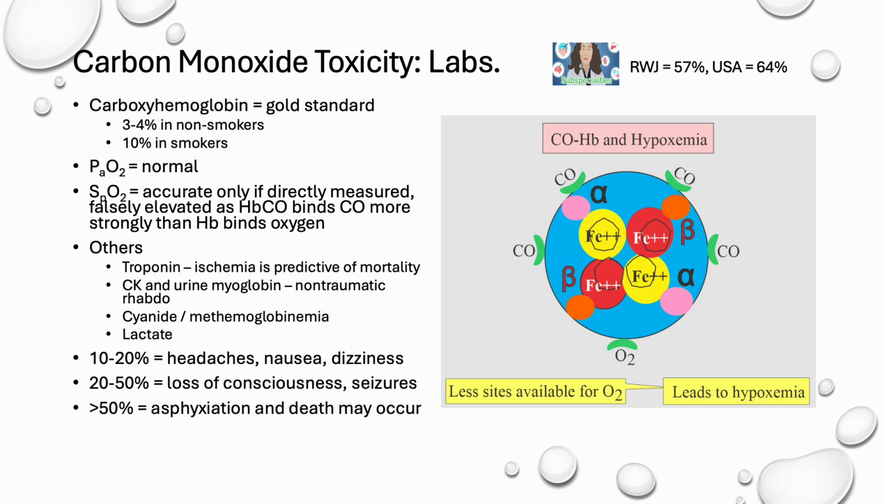Now, in terms of the carbon monoxide levels and the degree of toxicity, once you get above 10%, usually 10 to 20%, these can manifest as headaches, nausea, dizziness. If this progresses above 20%, somewhere between 20 and 50%, depending on the patient's exposure to carbon monoxide chronically, you can have loss of consciousness and even seizures. And if the levels progress above 50%, that is when you can have asphyxiation and death.